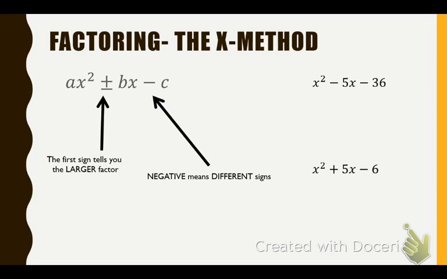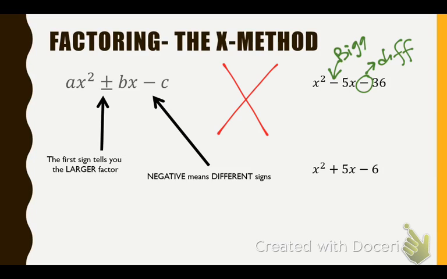Alright, so I'll explain why this one is the way that it is. I look at my second sign. It's negative. This means that they will be different signs. And the bigger one will be negative. So one of them will be positive, one of them will be negative. And in this case, the larger number will be negative. What number will go in the top of the x? Negative 5. And what number will go in the bottom? Negative 36.